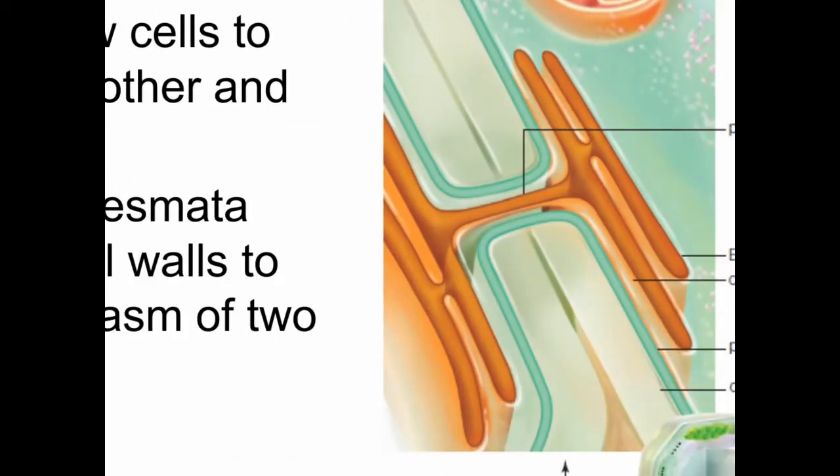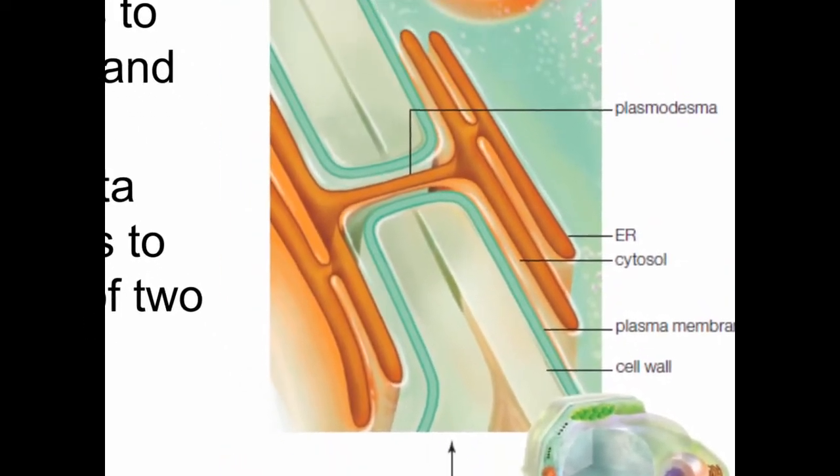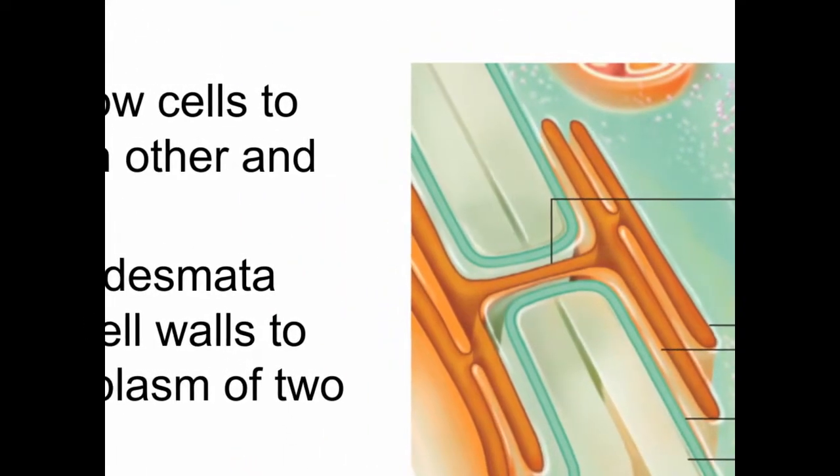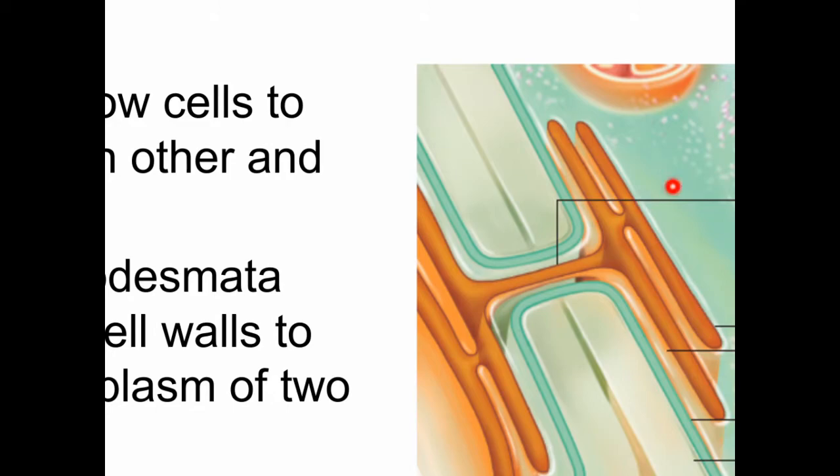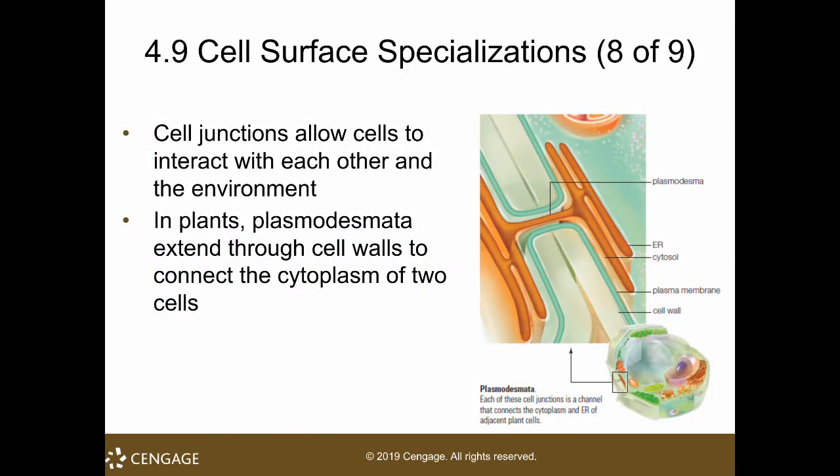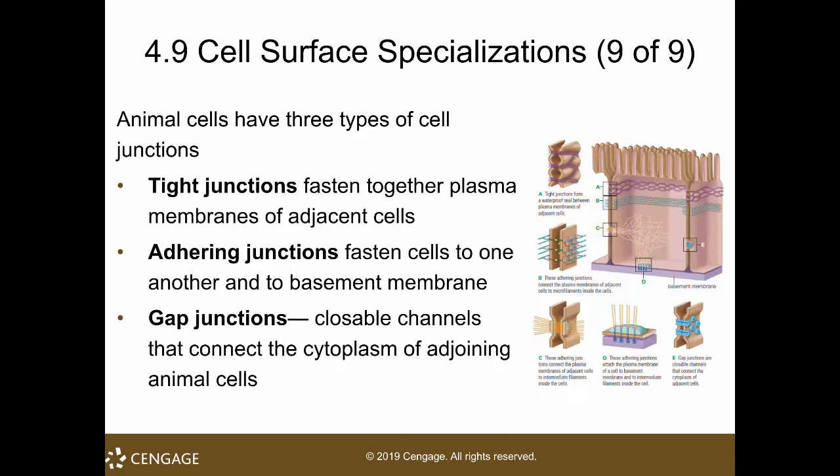Here in the image, you have two cells. This is cell number 1, this is cell number 2, and this is your plasmodesmata. It is the one that allows the cells to adhere to one another. So that's your plasmodesmata, found on the surface of your plant cell.